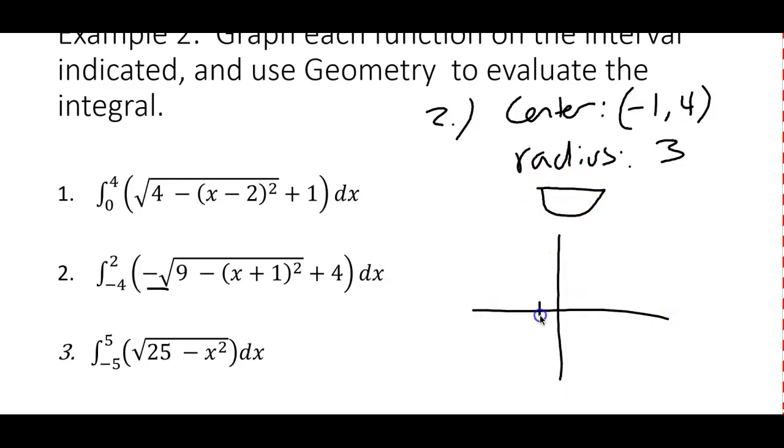So let's go ahead and graph it. I've got a center at -1, +4. I've got a radius of 3. 1, 2, 3. And since I'm only graphing the bottom, I'm not going to do the top dot this time. And it would look like this. So there's our shape. So now the question is asking us to find the area from -4 to 2. That's from here to here. How the heck are we going to do that?